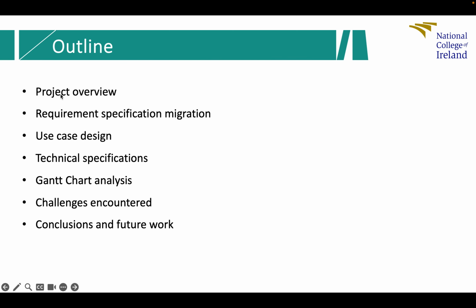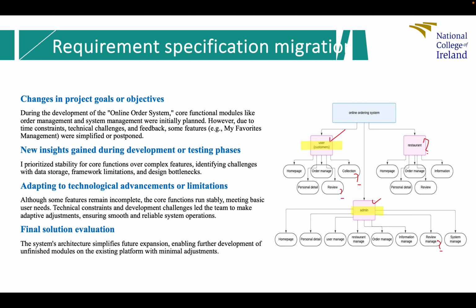So I need to cover an outline of the project overview, requirement specification, migration, use case design, technical specification, Gantt chart, analysis, challenges encountered, and conclusion and future. It's more like my final project, but because I have only 10 to 15 minutes to talk about the PPT, I obviously cut more of its content.